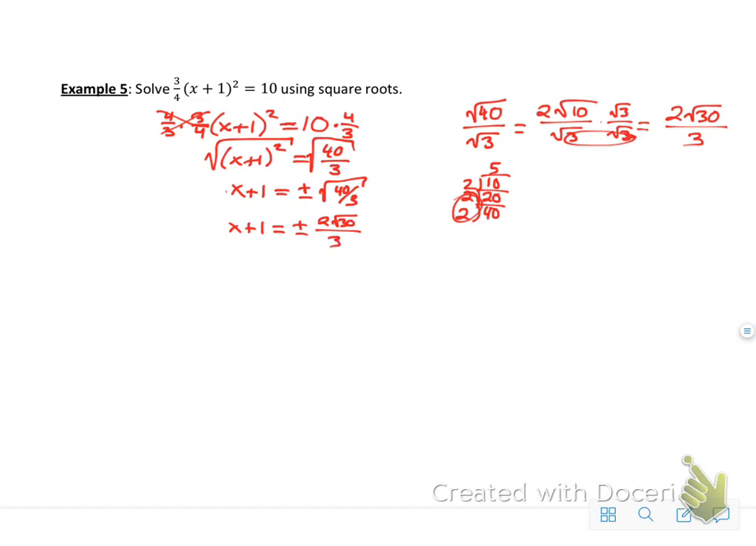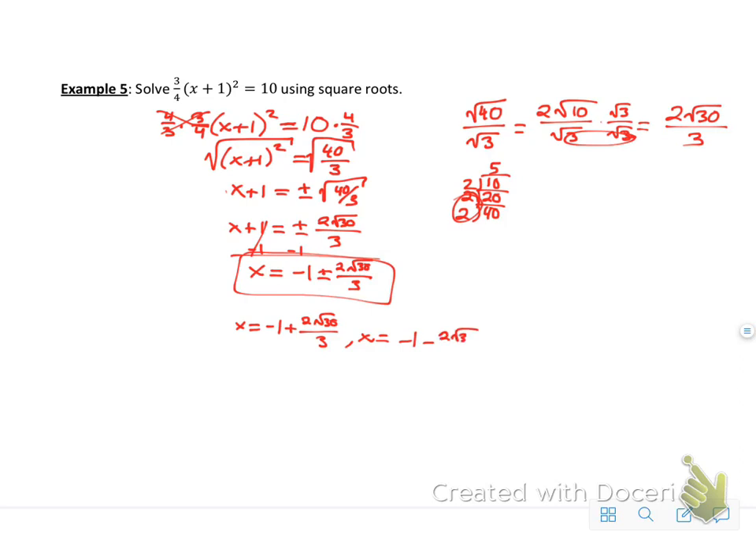Now we still need to solve for x. The x is actually not by itself yet. There's a 1. Because it's added, we subtract. So we get x equal to negative 1 plus or minus 2 square root of 30 over 3. Now again, there's 2 ways that you can write this. You can leave it as is, or if you'd like to write both possibilities out, we have negative 1 plus 2 square root of 30 over 3, and x equal to negative 1 minus 2 square roots of 30 over 3. And those are your answers.